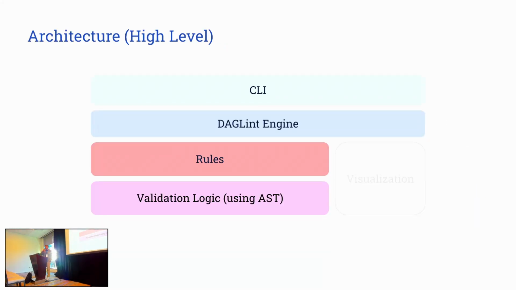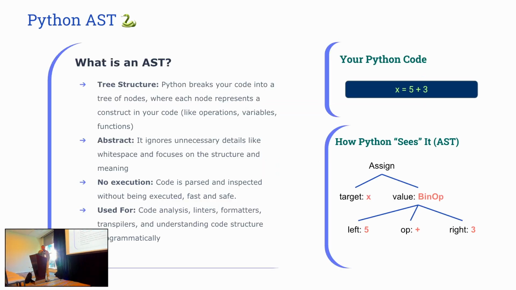So those validation logics are written using Python AST, and I'm going to explain a bit about what Python AST is so we can understand how to write validation logics. So AST is a built-in module of Python. Python uses it to basically read, parse the code, and inspect it without executing it. So it is fast, it is safe, and you don't need to rely on any string manipulations or regexes, God forbid. And how does it do it? It creates a tree structure out of your code. So every structure in your code becomes a node in the tree.